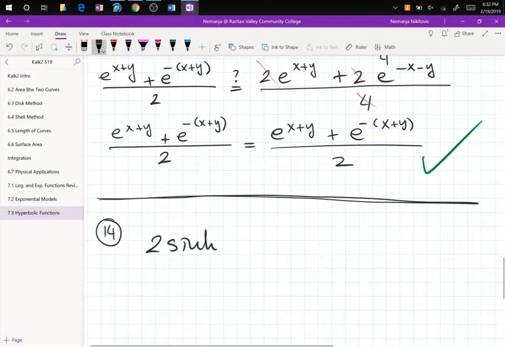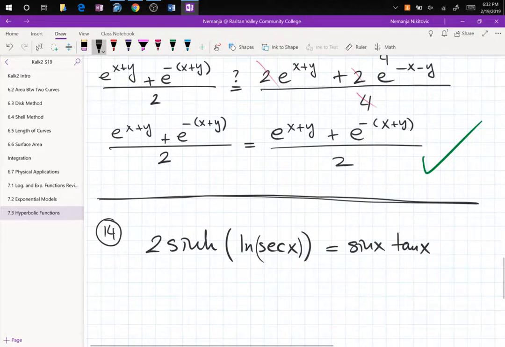2 sine hyperbolic of ln of secant x. Let me double check. Is equal to sine x tangent x. Yes! So now we have a hyperbolic, we have ln, and we have trig all together in one pile. Let's go.